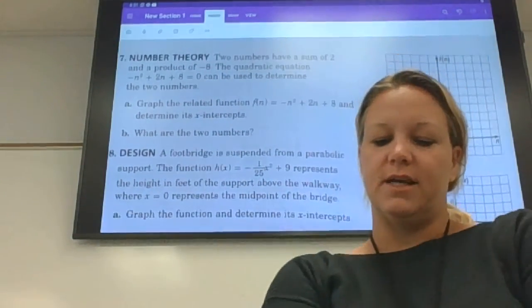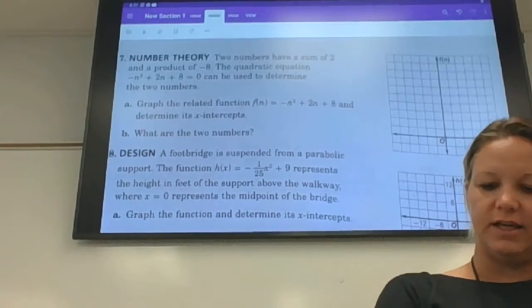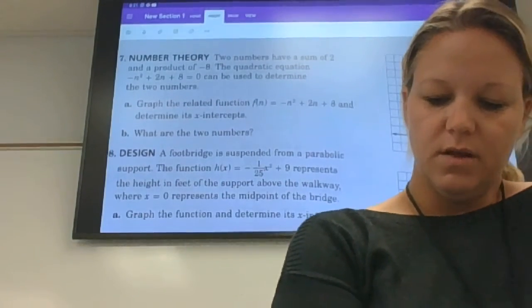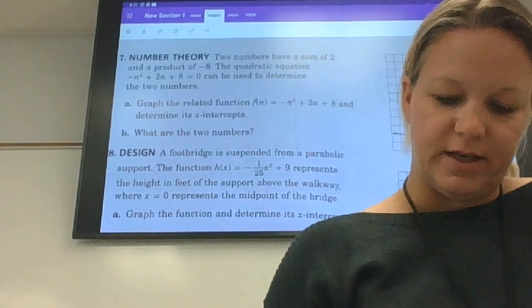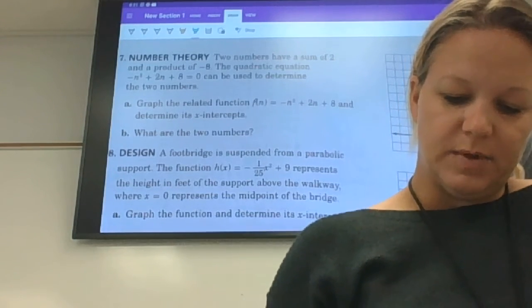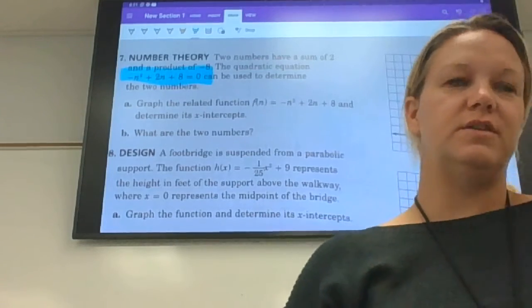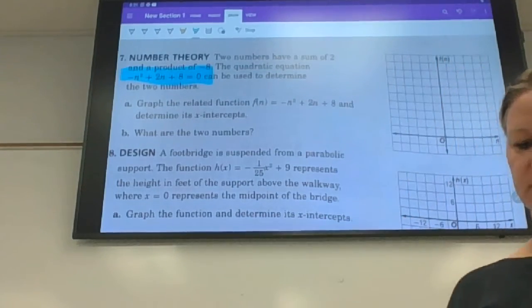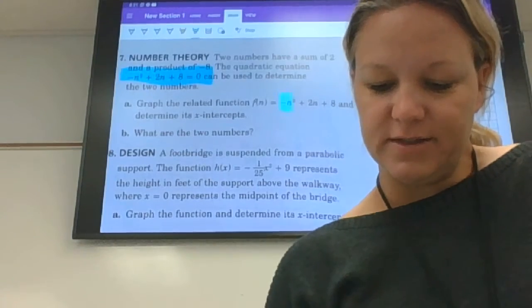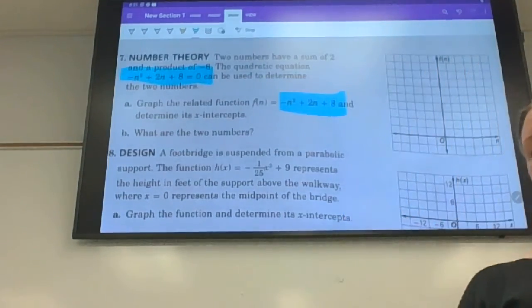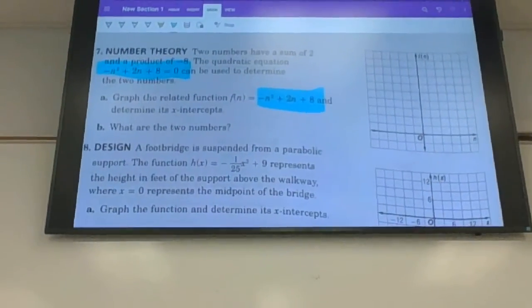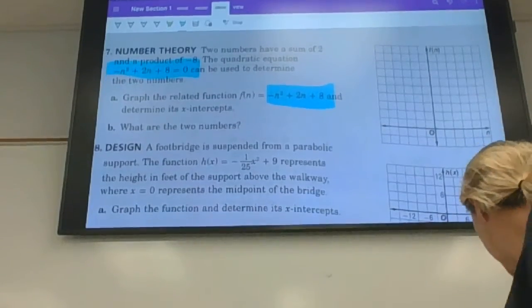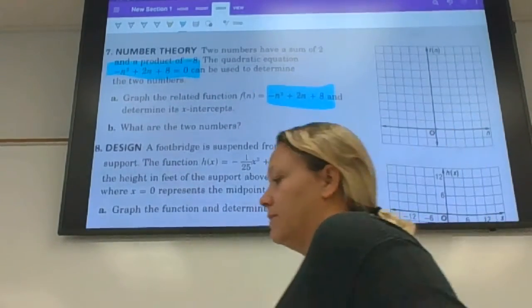Two numbers have a sum of 2 and a product of -8. The quadratic equation -n squared + 2n + 8 = 0 can be used to determine the numbers. So we're going to graph this and find the x-intercepts, and then we'll have the numbers. This is a method of finding 2 unknown numbers that have this commonality. If you want to have your blue paper out, that would be helpful.